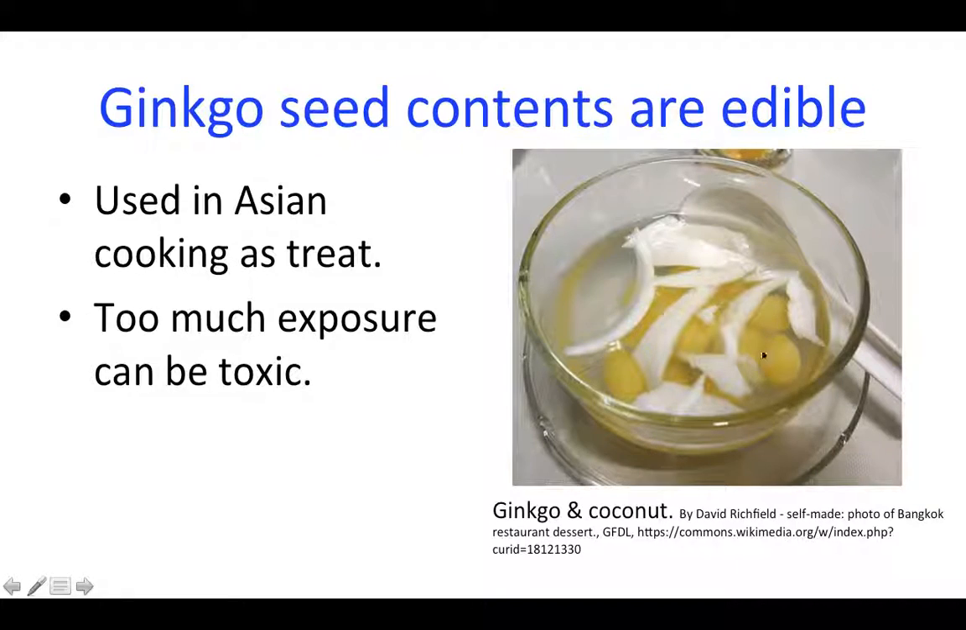While the outside of the cone has the rank smell, the inside does not, and the inside is eaten in Asian cultures as usually a dessert type treat. It's eaten in small amounts because if you eat too much or eat it over too long of a time period, then it can become toxic and cause all sorts of problems. So it's better eaten just as an occasional treat. And this is an image of, I think, a Thai dish that involves ginkgo as well as coconut.